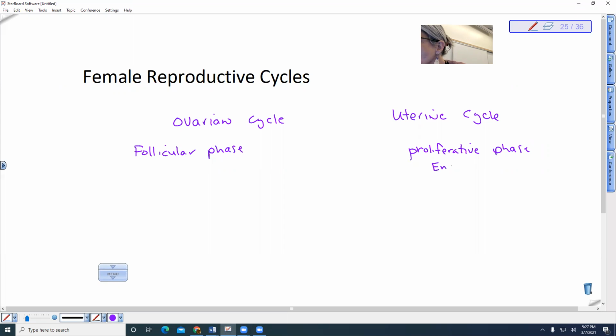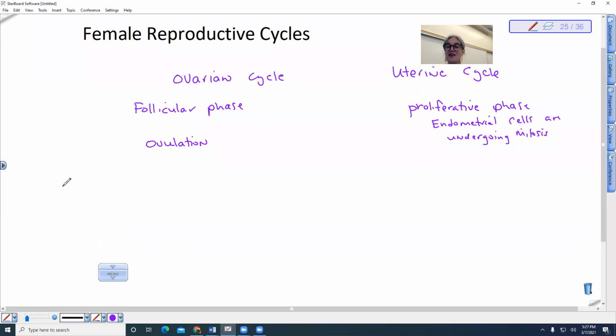So endometrial cells are undergoing mitosis. Okay, so once we have the developing follicle releasing its egg during ovulation, so we have this event, which is ovulation, which doesn't really have a corresponding uterine part, and there's also the menstrual cycle, which doesn't have quite a corresponding ovarian cycle. So ovulation occurs.